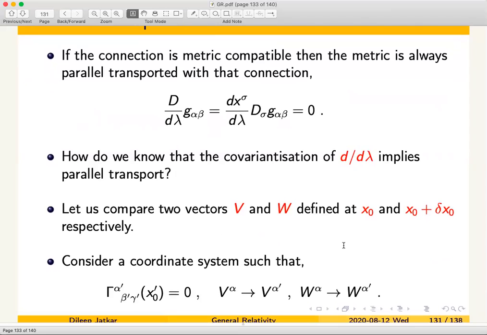Now, to do that, we will choose a primed coordinate system in such a way that the Christoffel connection in the primed coordinate system vanishes. Okay. So in the primed coordinate system, of course, V alpha would go to V alpha prime, W alpha would go to W alpha prime, where V and W are defined in the unprimed coordinate system to start with.